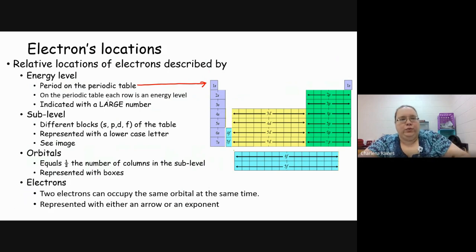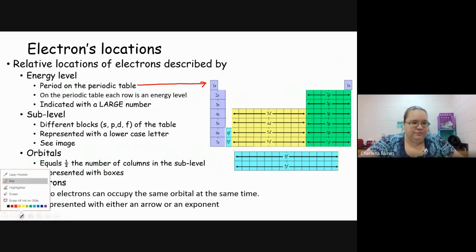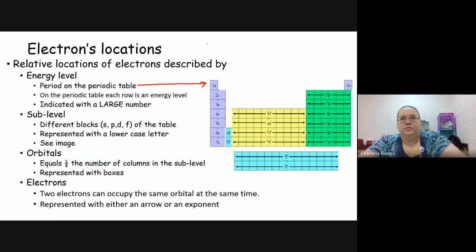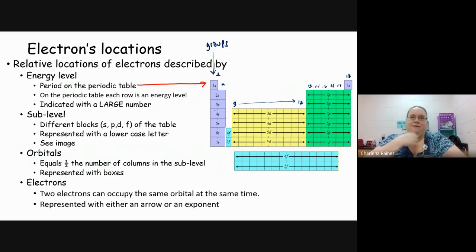My groups, changing colors, are the ones that go up and down. Those are my vertical columns.